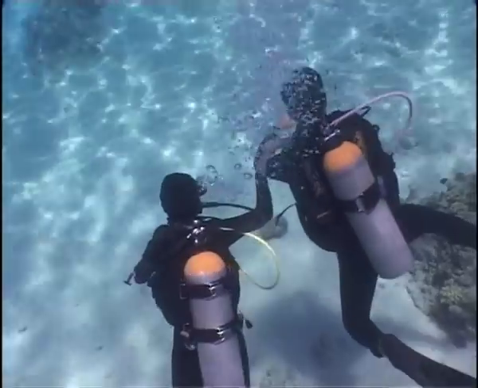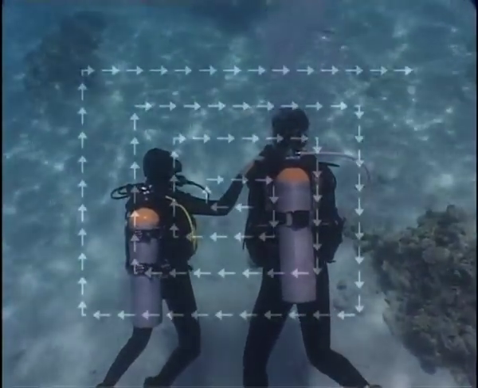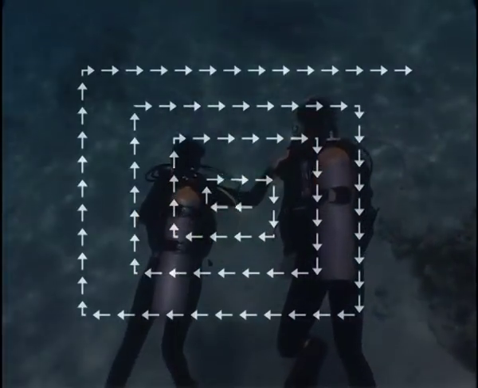Another search pattern, this time using a compass, is the square spiral. However, this type of search can only be used when there is no current.